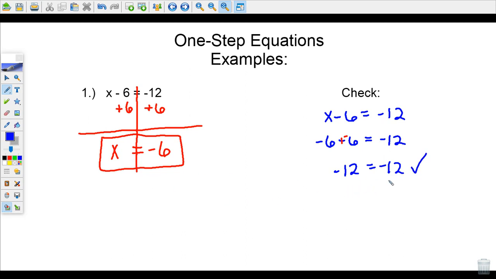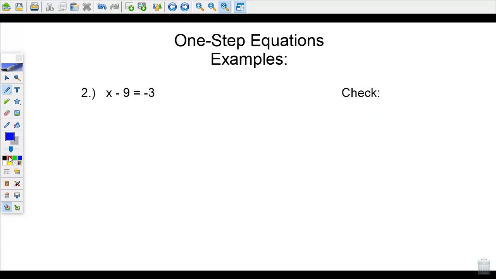My solution is not negative 12. My solution is negative 6. This just verifies that my solution was correct. Let's try another one. x minus 9 equals negative 3. Again, draw the line down the equal sign so we have plenty of room for our work and it's separated.